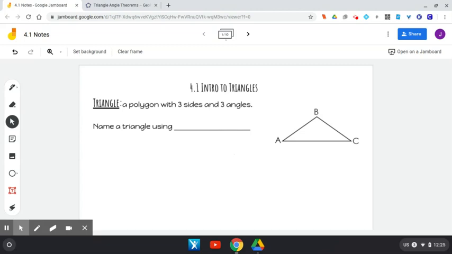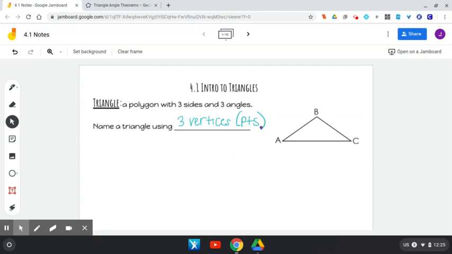So, a triangle is a polygon. Polygon just means like a closed figure, straight lines, that kind of stuff. A polygon with three sides and three angles. When we name triangles, we name them using the three vertices or the three points. Vertices is just the plural of vertex.